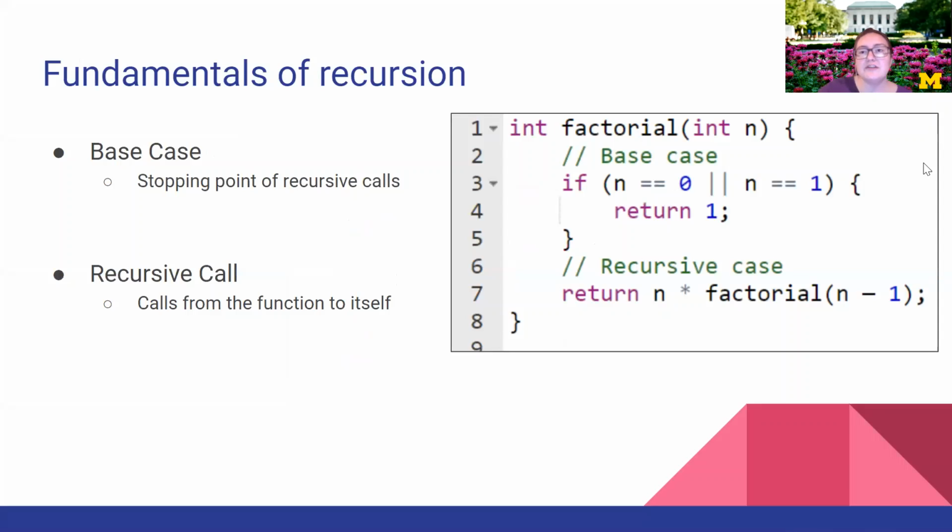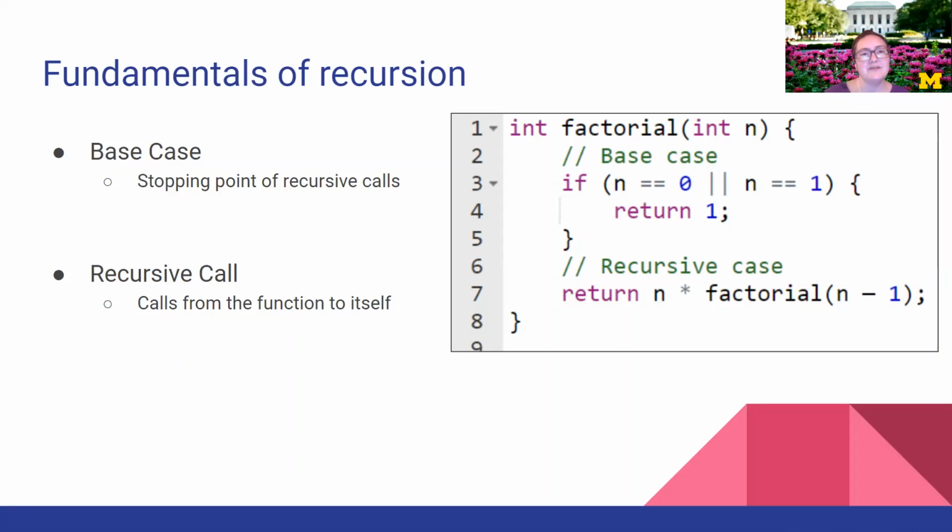There are two fundamentals of recursion. These are the base cases and the recursive calls. A base case is the stopping point of recursion. This is what tells your function when to stop recursing. Every time your function runs through, it'll reach that recursive call where it calls itself, but eventually it has to reach a point where it doesn't call itself again, and that is called your base case. It makes sure that you aren't just recursing forever.